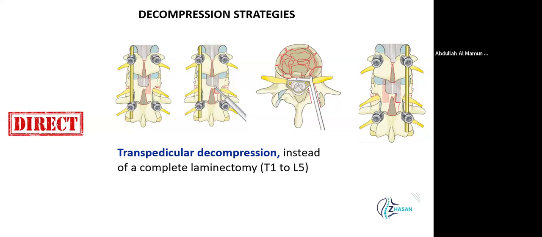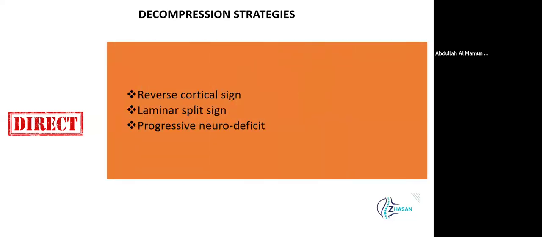Okay, so there are two types of decompression, one indirect and one direct. We do the direct decompression in case of reverse cortical sign. If you have seen in the CT scan that the reverse cortical sign is present, the laminar split sign is present, and the patient has a progressive neurological deficit, then you can go for direct decompression. Progressive neurological deficit you can assess by neurological examination, and the other two you can see by X-ray and CT scan.